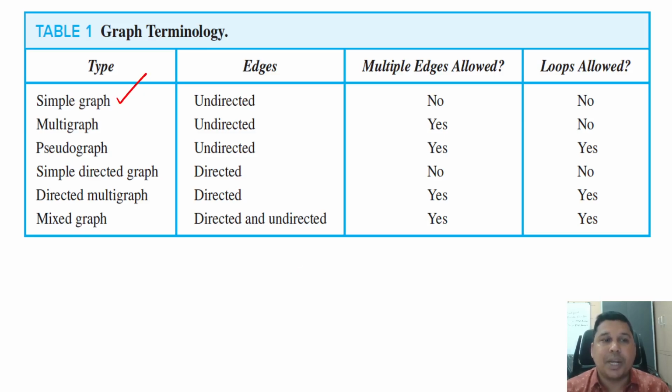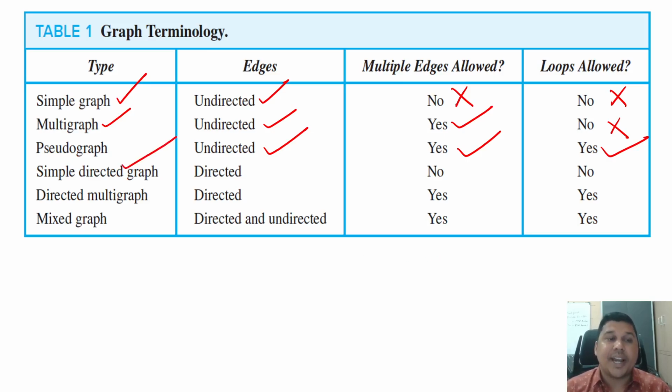First one, simple graph. A simple graph is undirected and it has no multiple edges and no loops. Next, multigraph. It is also undirected, but it has multiple edges and no loops. It has only multiple edges. Then pseudograph. A pseudograph is undirected and it contains multiple edges. It contains loops. Multiple edges and loops both exist.